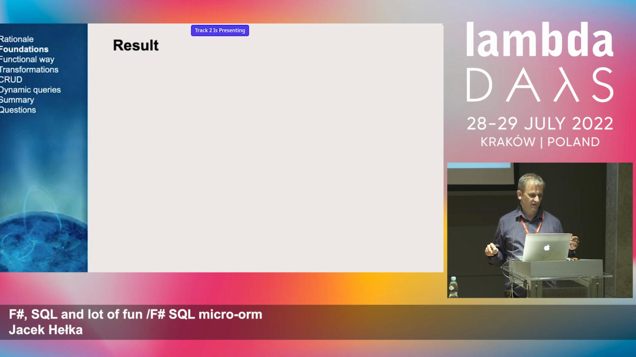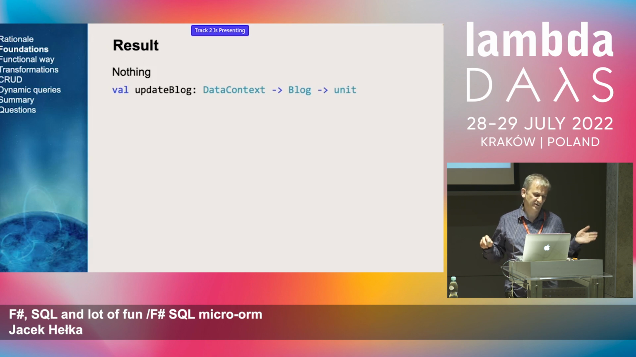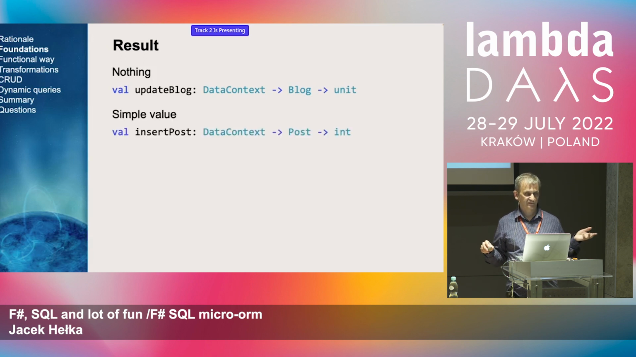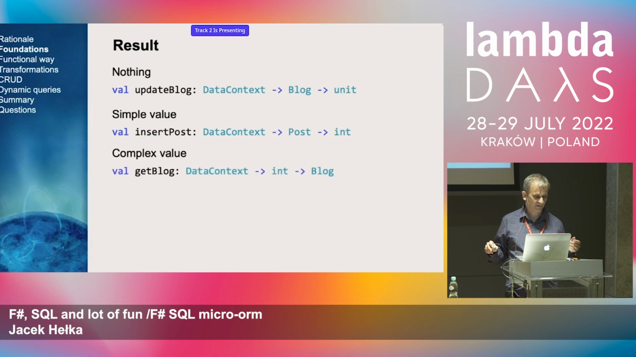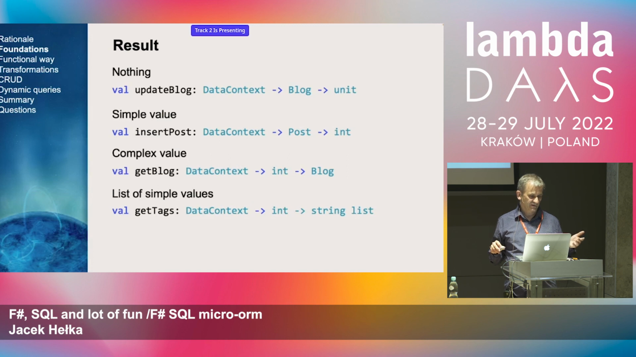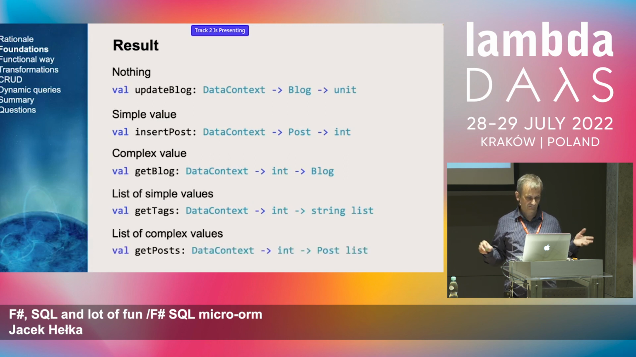What result types should we support? Of course, some queries don't return anything because they are updates. Simple values, for example, the key value after insert, or some aggregate calculated from a database. Complex values as records. Sometimes we read records from the database, simple value lists, of course, and record lists. So it is a particular set of correct result types.